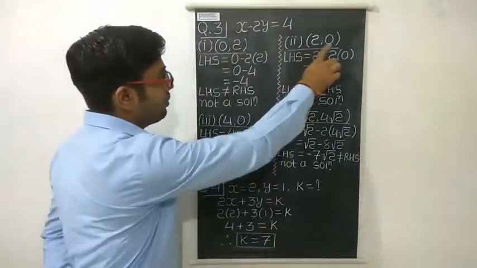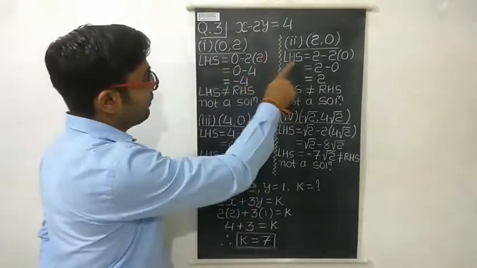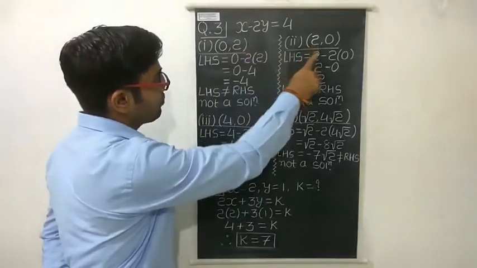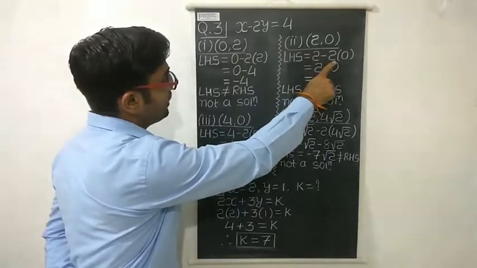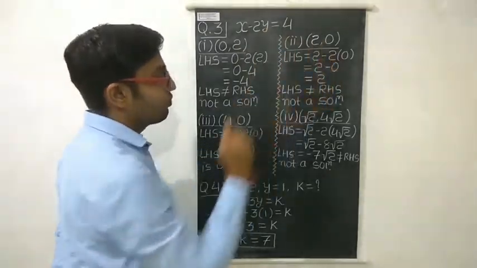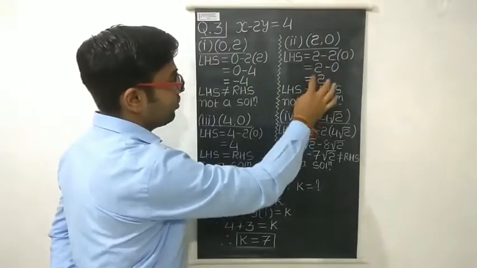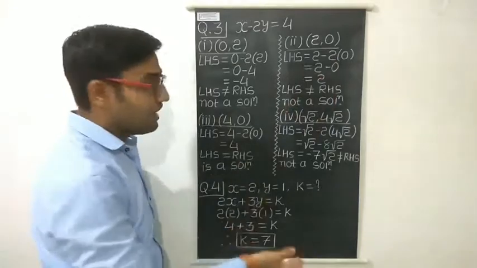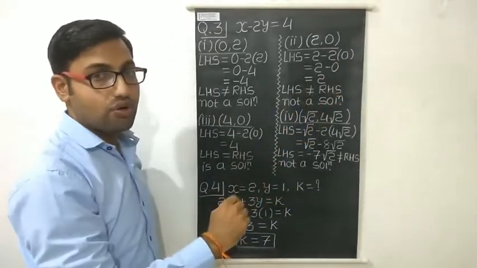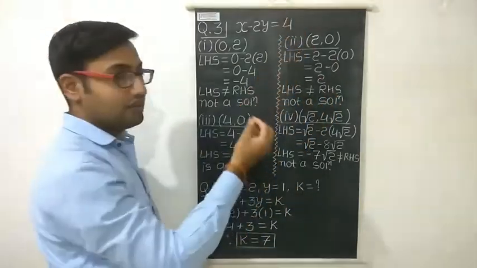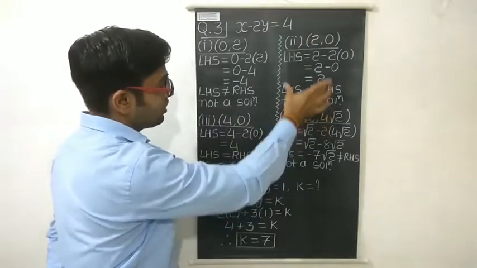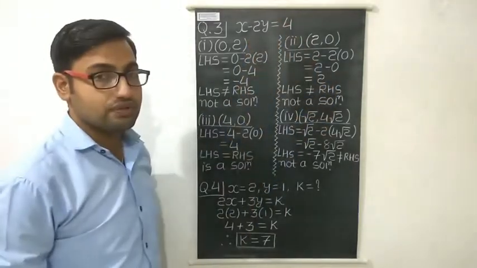Second value we have given 2, 0. So again left hand side, instead of x we have to put 2. This 2 will as it is. Instead of y we have to put 0. So 2 into 0 is 0 and 2 minus 0 is 2. Again the left hand side and right hand side values are not equal, because here right hand side there is 4. So this is also not a solution of this linear equation.